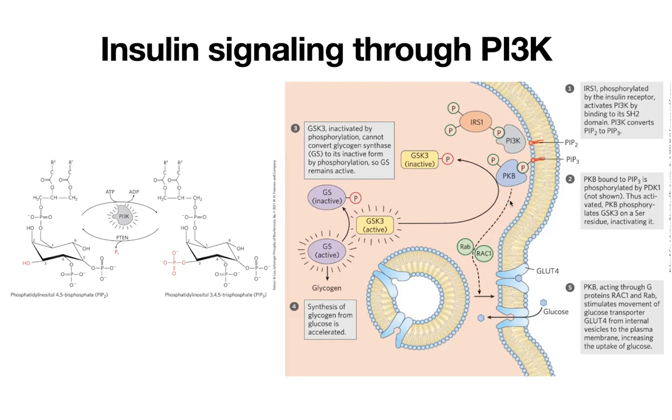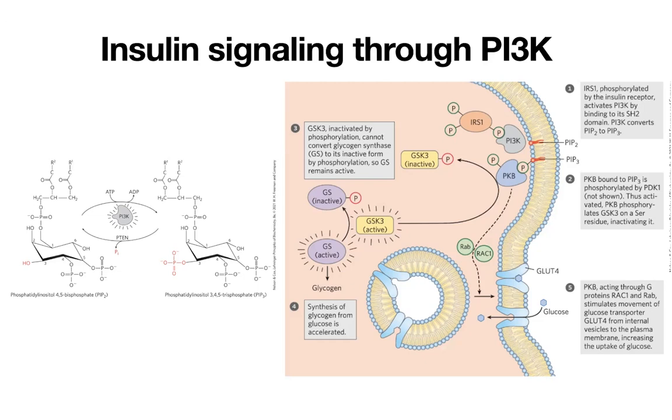You can't escape those G proteins in signaling. In this case, we have RAC1 and RAB. Basically, long story short, they're going to cause the movement of these GLUT4 glucose channels from internal membranes to the surface of the cell, allowing glucose to be taken in. If you want to regulate how glucose gets into your cells, one way is by regulating how many of the glucose receptors and transporters are on the surface of the cell.